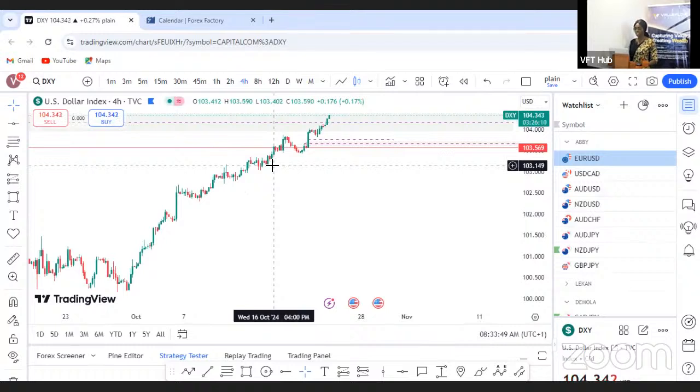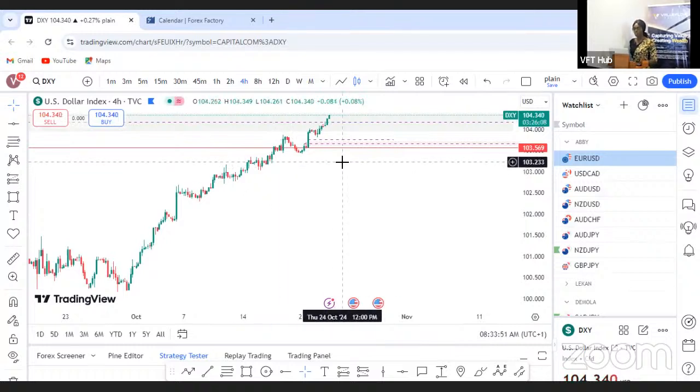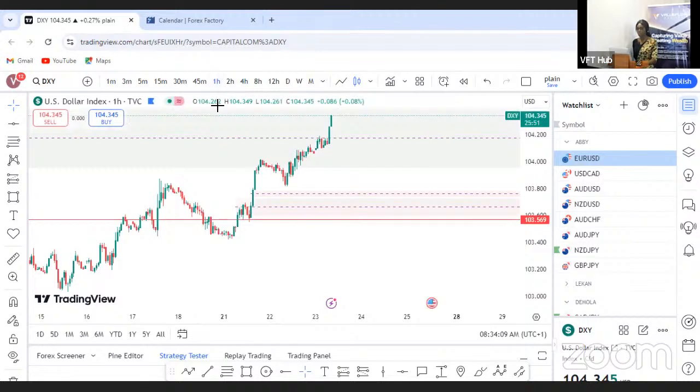Price is currently at a premium level, and since we're still very bullish for the XY, I want to see price trading into this very order block here. I want to see price retracing into 103.569 for continuing its move to the upside. And for our 1-hour time frame rather, pretty much the same thing. I want to see price trading into this very level before continuing its ride to the upside.